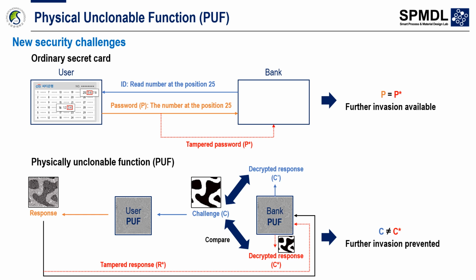In the PUF case, the user has a function that can create an infinite number of unique ID password pairs. That means even if an attacker tampers with some pairs, the user and bank can still use different generated pairs. We will call this system a challenge and response instead of ID password from now on. The bank also has an inverse function that can transform the response to the challenge.